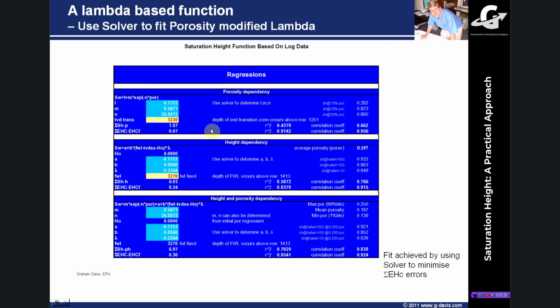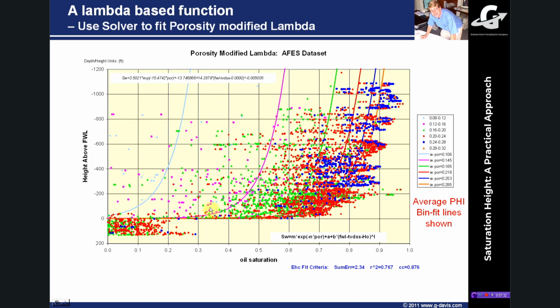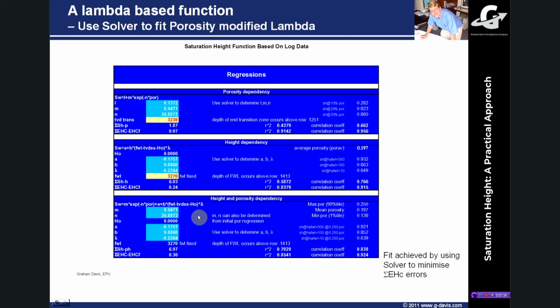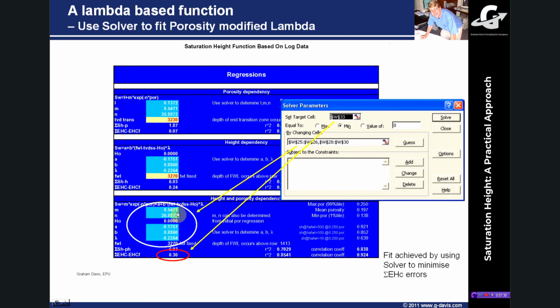Okay, so what we've done here is this is the height and the porosity dependency on the regression sheet, and once again we minimize the errors in saturation, hydrocarbon volume, between the function and the log data by changing these coefficients here of the equation. There's an H0 term in there which I've had cause to use once. It's a modifier to the height term.